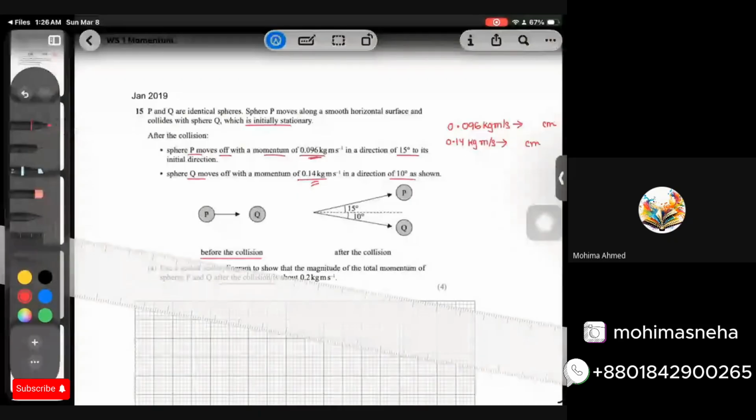So you can actually multiply any values with your vector quantity to represent them in a value that is more suitable for you to draw. Like over here, 9.6 and 14 will not fit on my PDF, right? That's why I'm multiplying them with 50 instead.